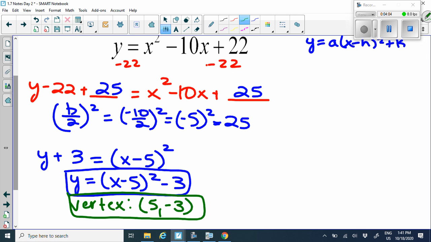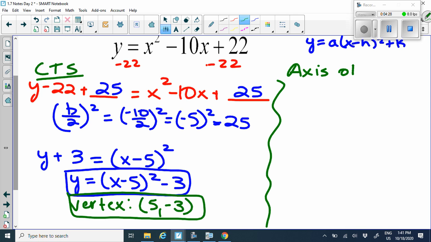Okay, now the nice part with these problems is that there are two ways you can rewrite a quadratic function from standard to vertex form. This one is our completing the square, so CTS. The other way is going to be the axis of symmetry, so I'm going to show you that way as well. How we're going to do this is find the vertex first and then just plug it into y equals a times x minus h squared plus k.